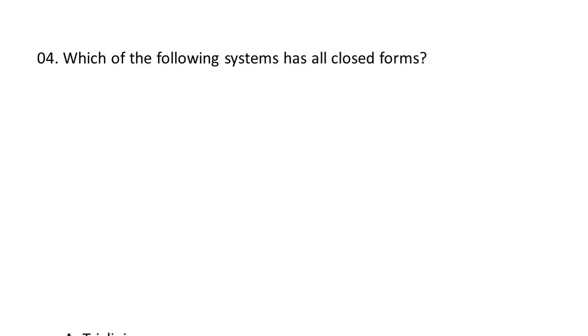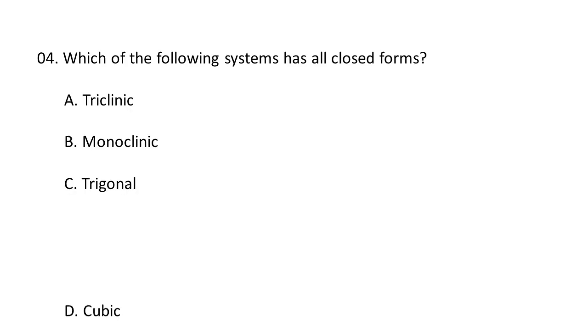Next question. Which of the following system has all closed forms? A. triclinic, B. monoclinic, C. trigonal, D. cubic. So the correct option is D, cubic. All forms in the cubic system are closed forms. The cubic system, also known as the isometric system, is a crystal system where the unit cell is a cube. Crystals in this system have three mutually perpendicular axes that are equal in length.